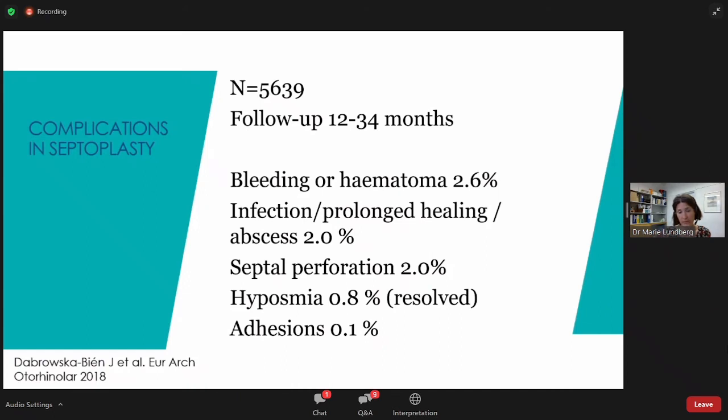This is a large study from Poland looking at complications after septoplasty, and the most common ones were bleeding or hematoma in 2.6%, and then infection or prolonged healing, abscess, in 2%. And then we had septal perforations, which is also something you have to think about when you decide what you're going to close your septoplasty with.